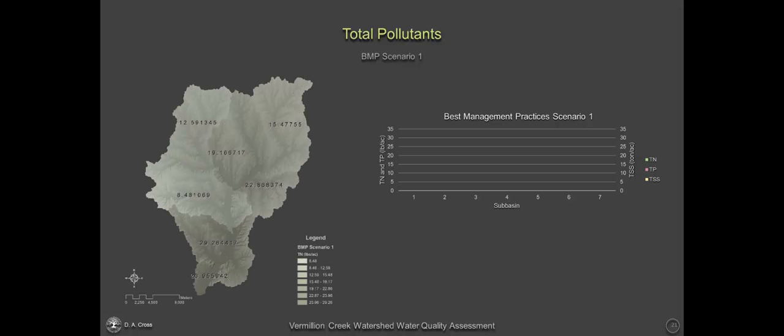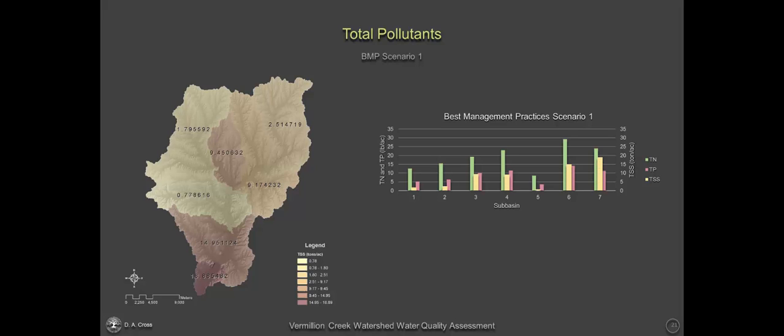In our first BMP scenario, we implemented it in SWAT and took a look at its total pollutants. We can see for total nitrogen, if we take a look at subbasins 1, 2, and 5, that these values are now much lower compared to the other subbasins, where before they were higher. In total phosphorus, we see that these values have also been reduced for subbasins 1, 2, and 5, where we implemented the BMPs. For total suspended solids, we see similar results, where subbasins 1, 2, and 5 are now much lower than subbasins 3, 4, 6, and 7.